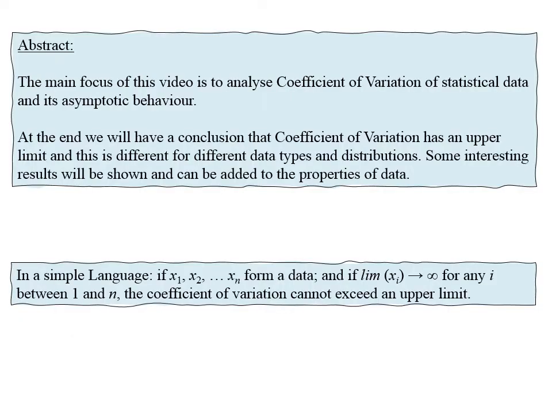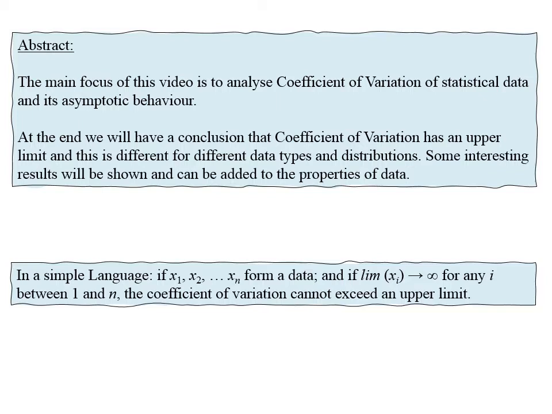The main focus of this video is to analyze coefficient of variation of statistical data and its asymptotic behavior. Asymptotic behavior in this sense means if, for example, a parameter of the data approaches infinity, or maybe a number of parameters, but the main point in this video is just firstly one parameter.